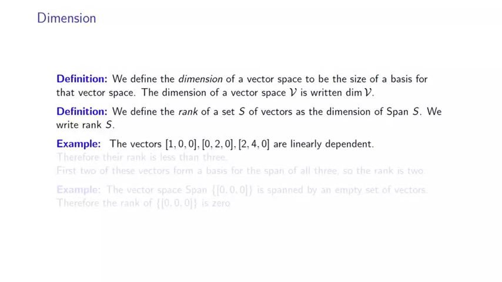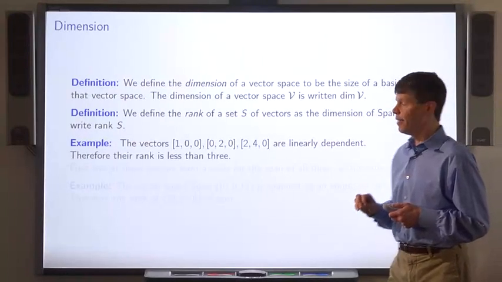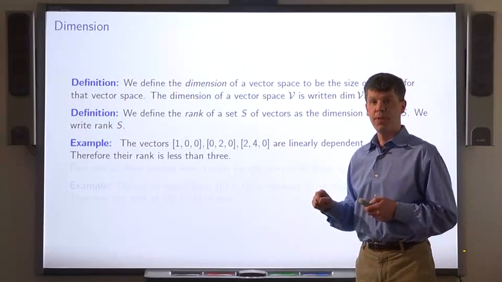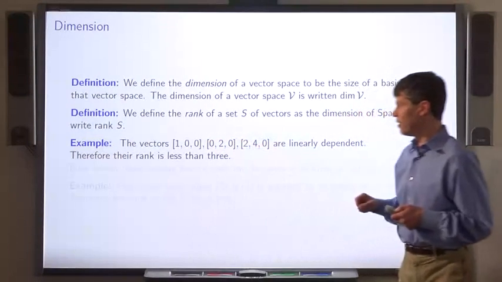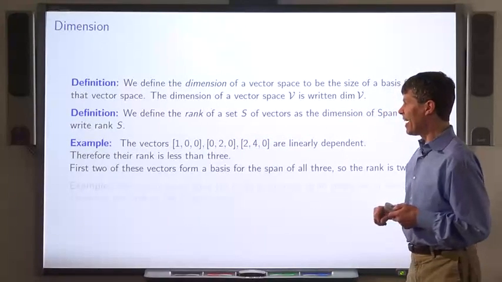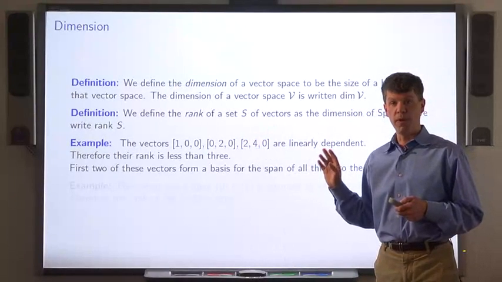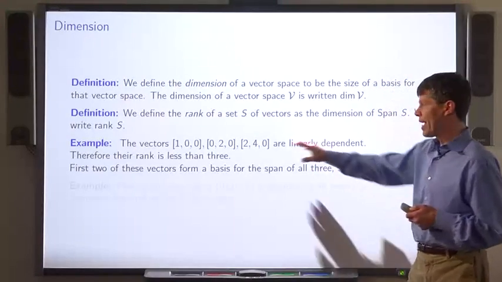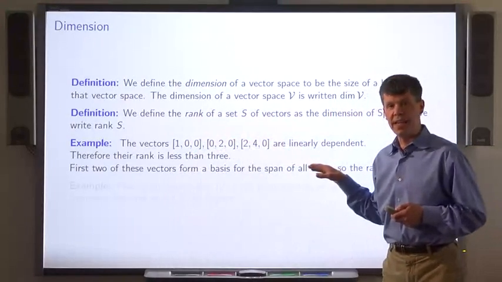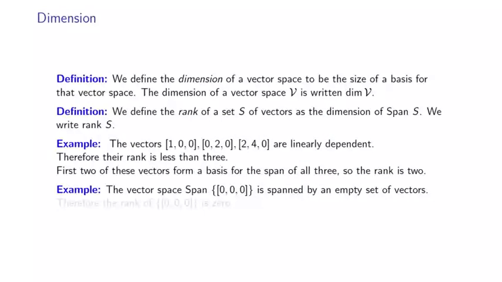So here's an example. These vectors are linearly dependent, so their rank is less than 3. This is not a basis. There must be a smaller basis. Well, in fact, 2 of those vectors will form a basis. So that shows that the rank of this set of vectors is 2. Here's another example. The vector space consisting of the span of the 0 vector is spanned by an empty set, and therefore, the rank of this set is 0.